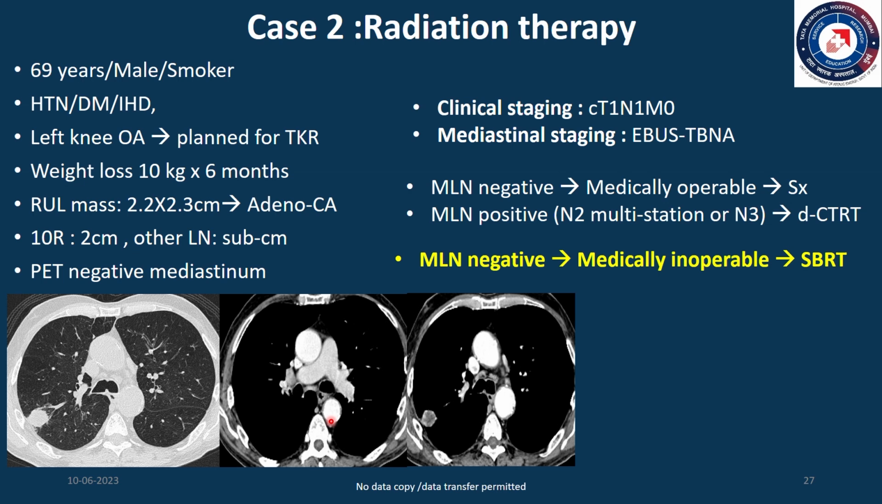SBRT is stereotactic body radiation therapy. It gives results comparable to lobectomy, sublobar resection, segmentectomy. Sublobar resection and SBRT have comparable results. So this patient would actually have been subjected to systemic therapy, but because the nodes are negative and the size is small, he was subjected to SBRT.